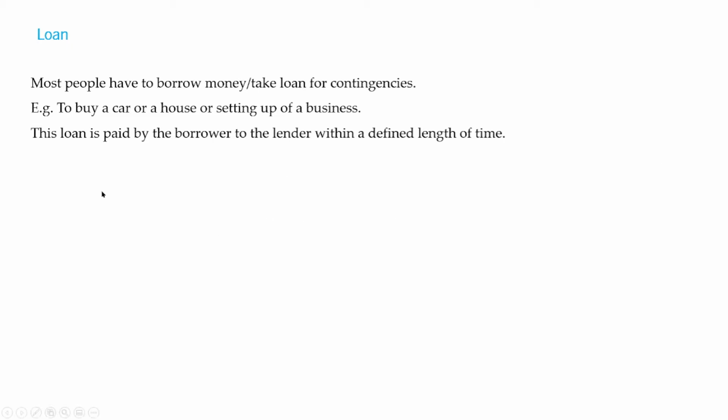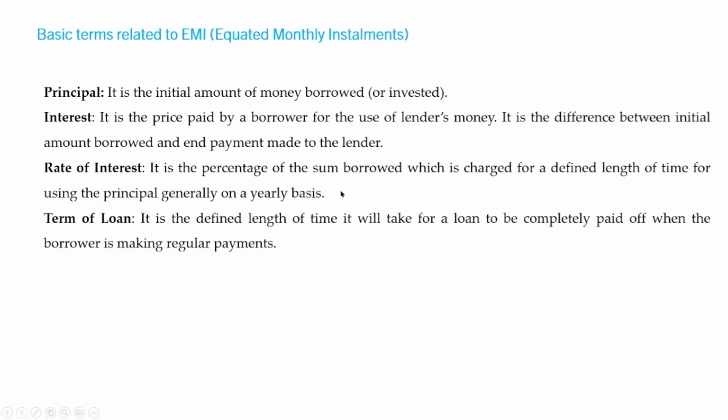Now this loan is repaid by the borrower to the lender within a specified length of time. So how is this loan repaid? It is basically repaid using equated monthly installments. Now we will see some of the basic terms related to EMI or equated monthly installments. The first is principal. Again, we are familiar with this term principal. It is the initial amount of money which is borrowed or invested.